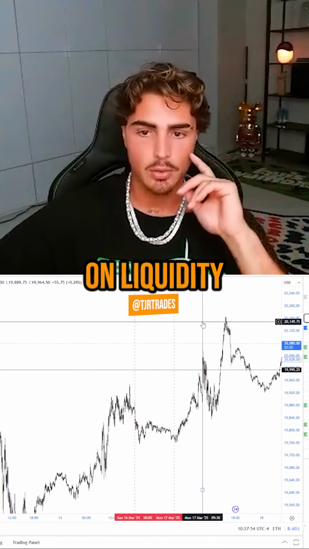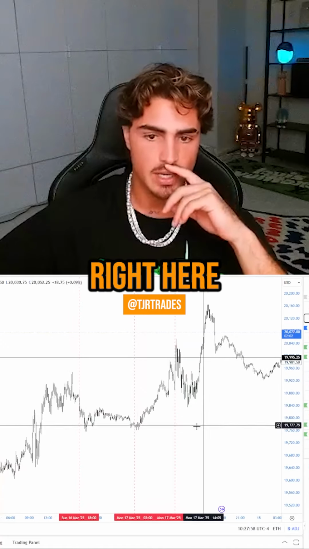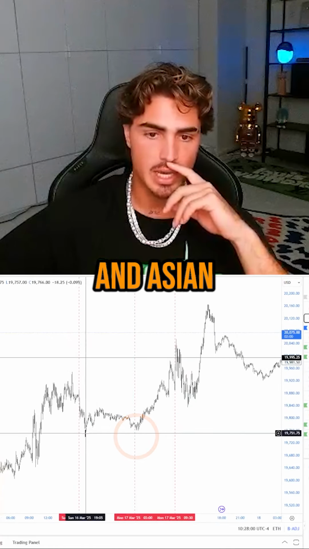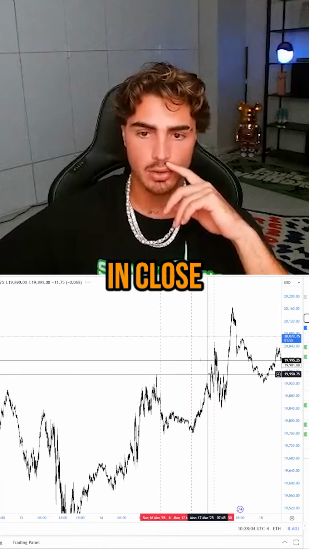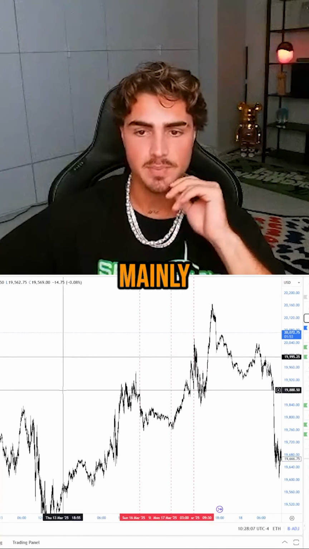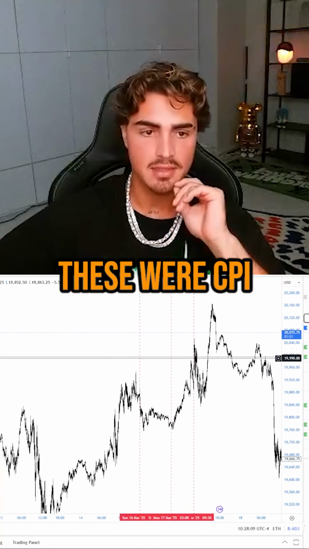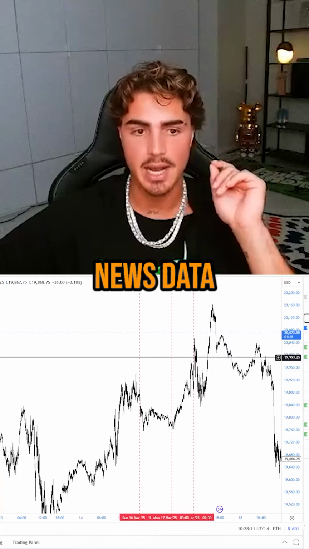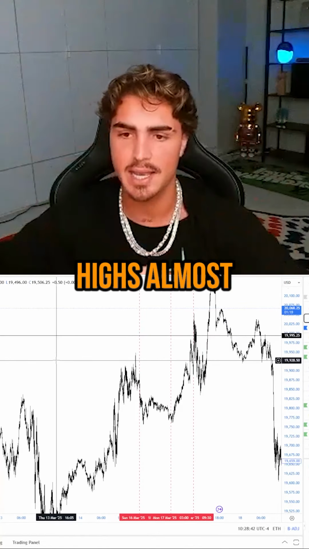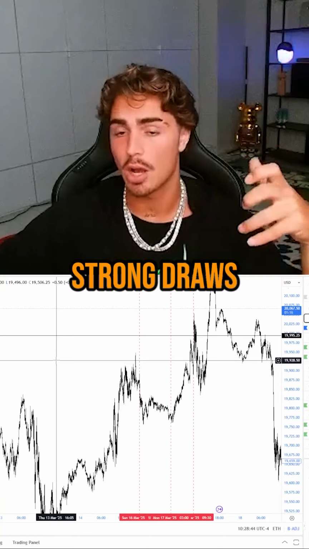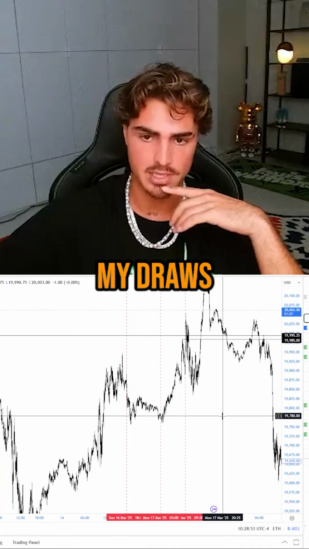The main draws on liquidity: we already had these London session highs right here, and these London lows and Asian session lows. Because price opened so high and close to these London session highs, I was mainly targeting London highs, and then these were CPI news data highs. News data highs are similar to session highs, almost, in terms of strong draws on liquidity. So those were my draws on liquidity.